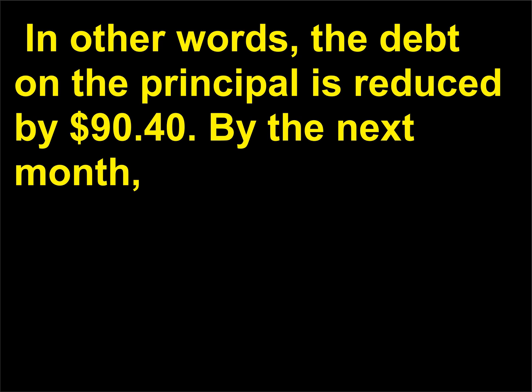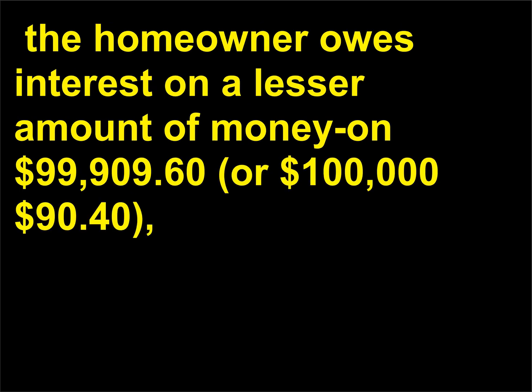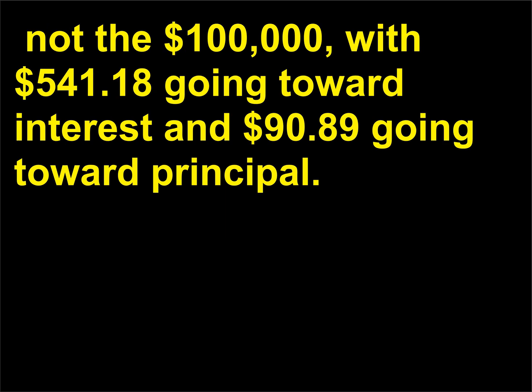By the next month, the homeowner owes interest on a lesser amount of money, $99,909.60, or $100,000 minus $90.40, not the $100,000, with $541.18 going toward interest and $90.89 going toward principal.